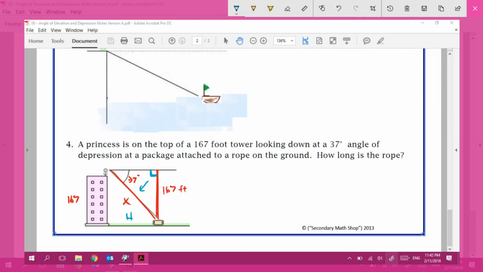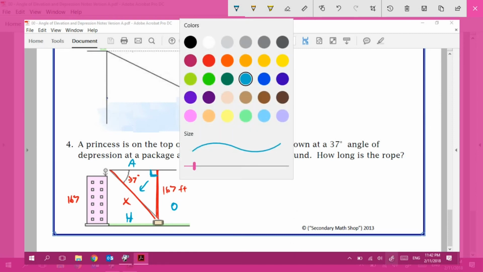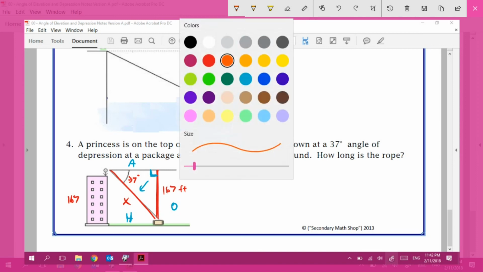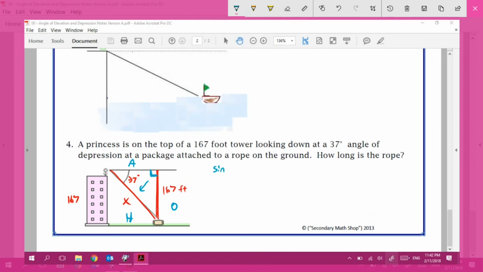The opposite side is gonna be 167, and that means the adjacent side is gonna be this horizontal line, which we're not using. So which two sides do we know? Which side are we looking for, and which side do we know? So we are looking for the hypotenuse, and we know the opposite. So which trig function uses opposite and hypotenuse? SOHCAHTOA, it's going to be sine. So let's write sine and use the angle of depression they gave us. So sine of 37 equals the opposite, which is 167, over the hypotenuse, which is x.